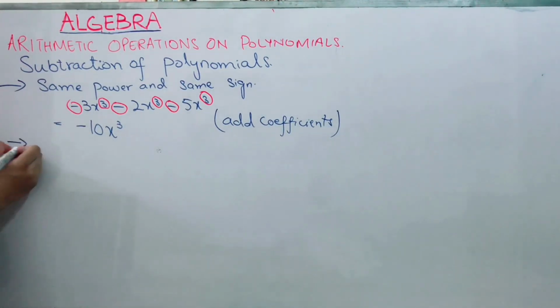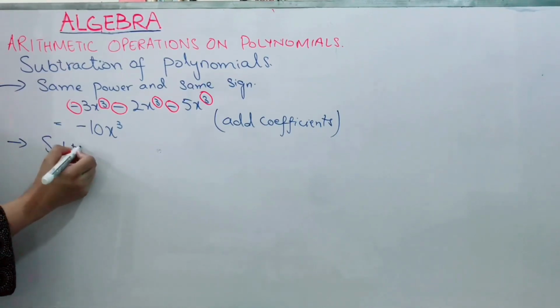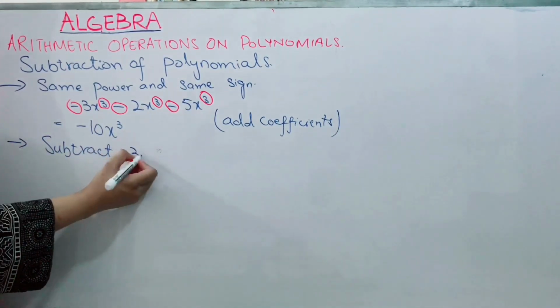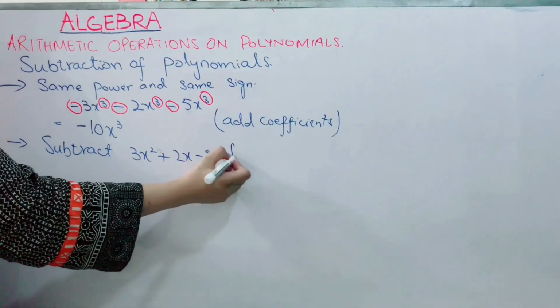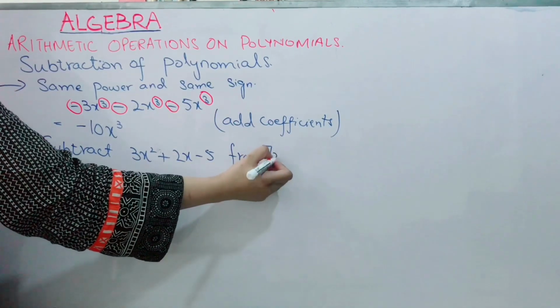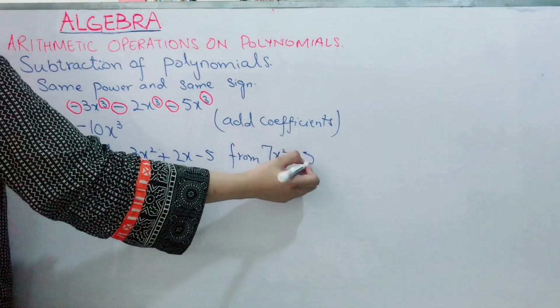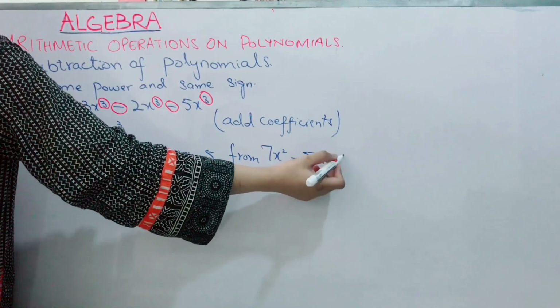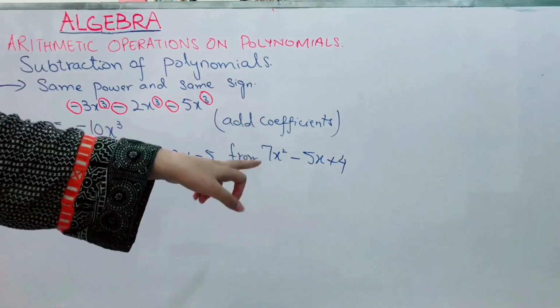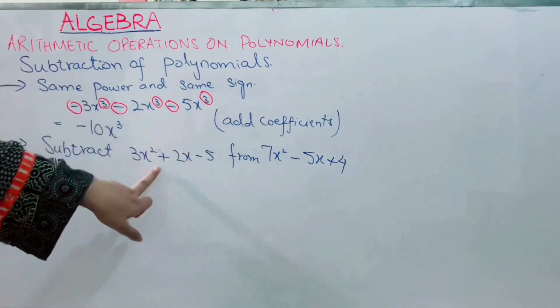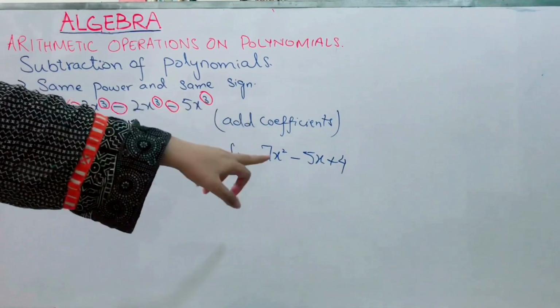Second one, if you have to subtract 3x square plus 2x minus 5 from 7x square minus 5x plus 4. Let's suppose you have this example. Then how you have to subtract? Make sure you don't do this mistake. Subtract this from this. It means you have to subtract 3x square plus 2x minus 5 from this expression.